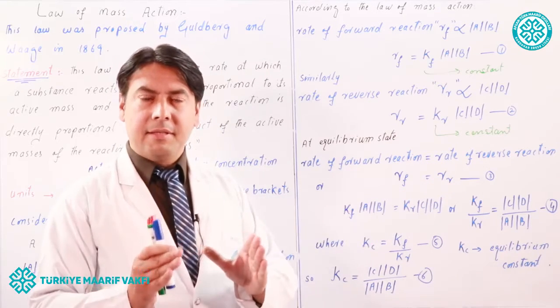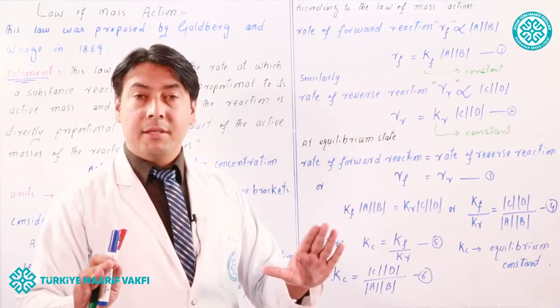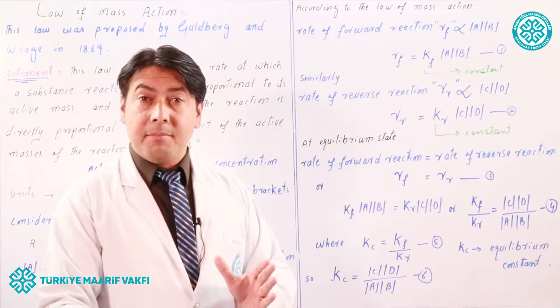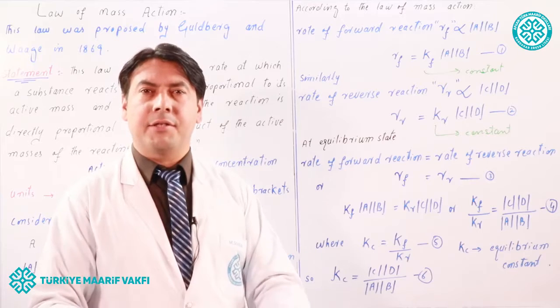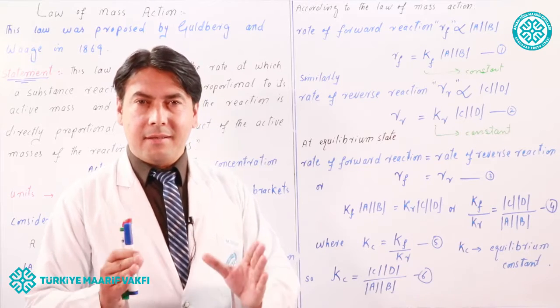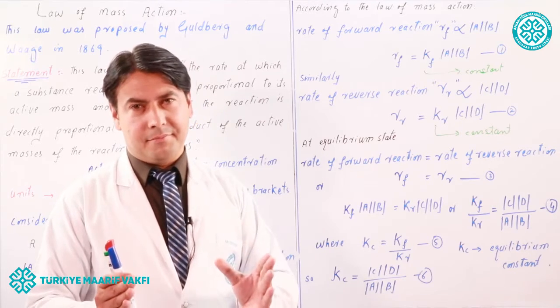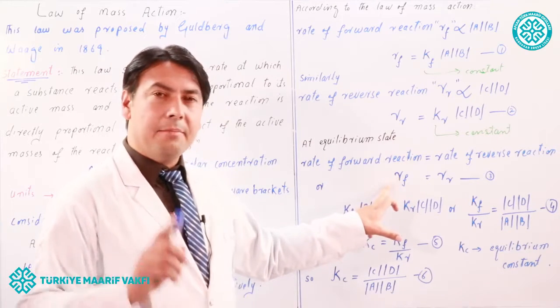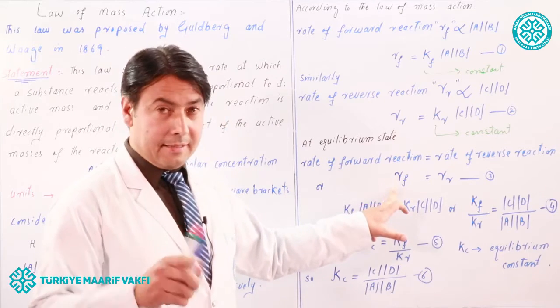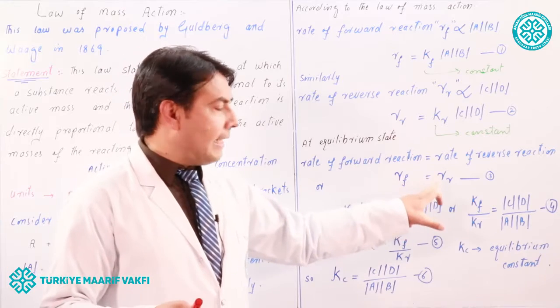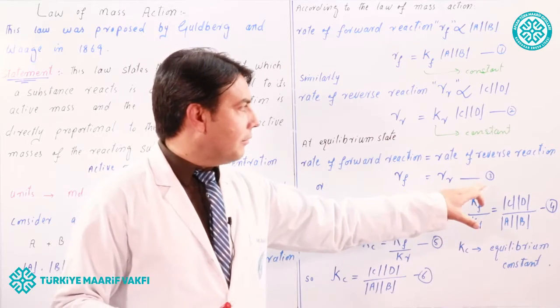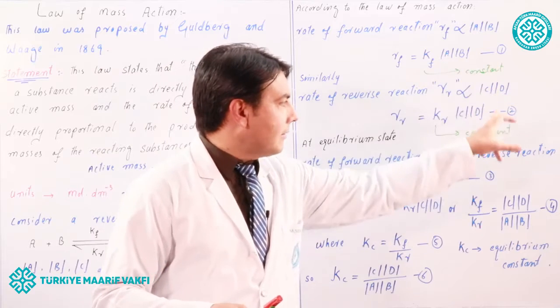We discussed the equilibrium state in the previous lecture. If the rate of forward reaction becomes equal to the rate of reverse reaction, this state is called the equilibrium state. So the rate of forward reaction is represented by Rf, and the rate of reverse reaction by Rr. This is equation third. Equation first, second, third.